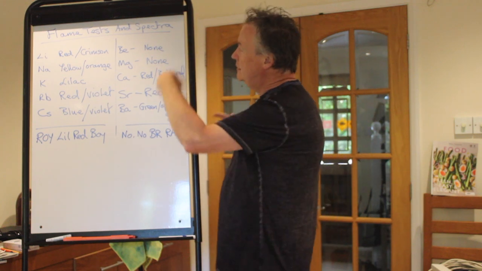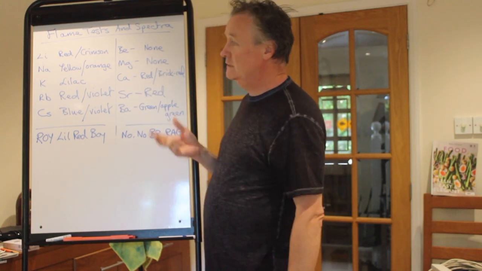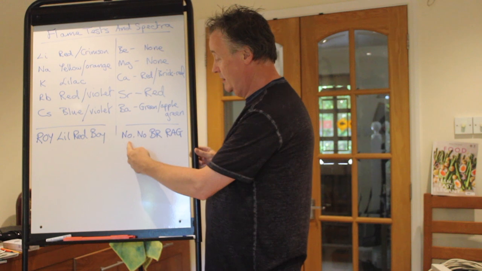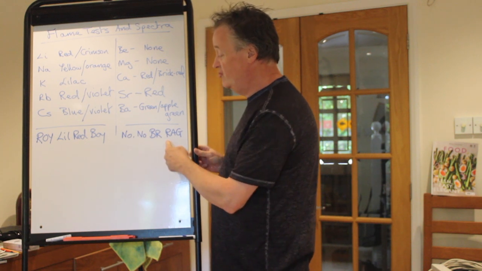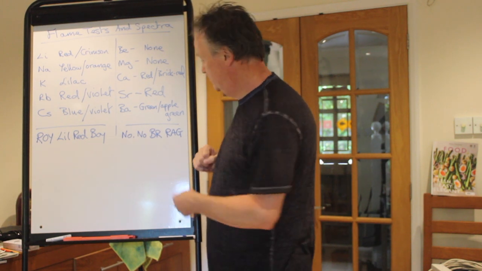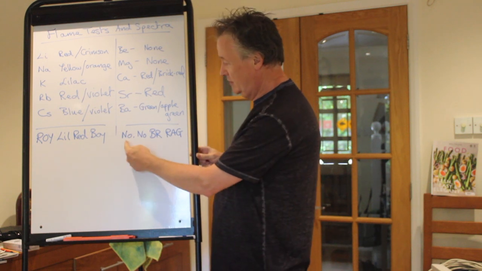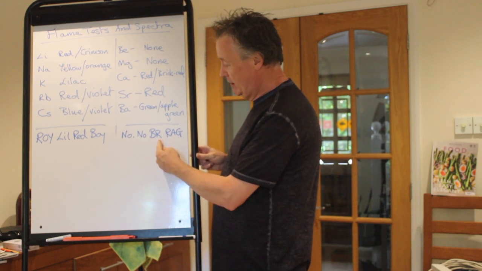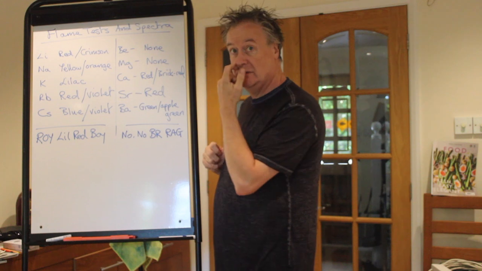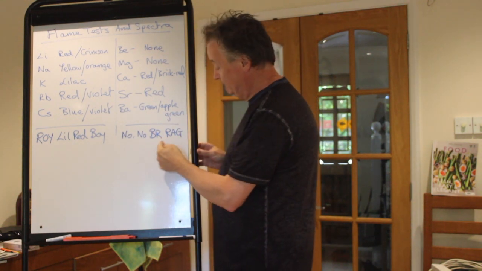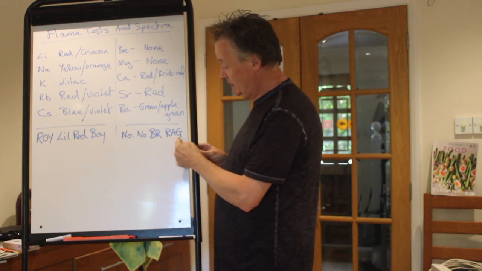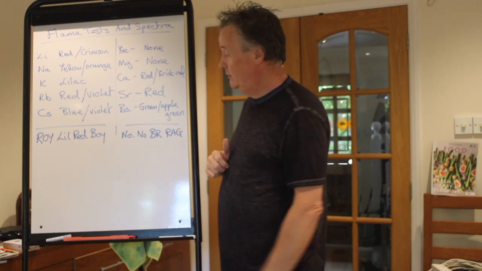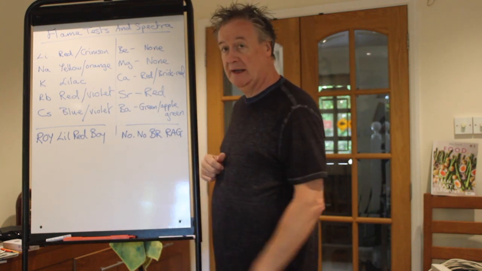When you look at group 2, obviously that's different, and I came up with "no brag." It's not quite so good, but it's all I could come up with. So no, brick red, because this is the colour that you often have to write as the answer, and then red for strontium, and then apple green for barium. So little red boy, no brag.